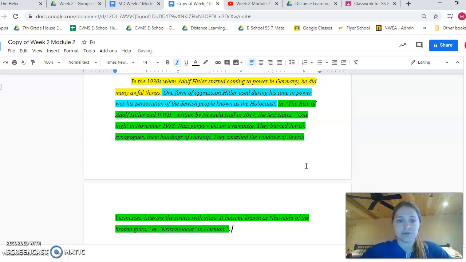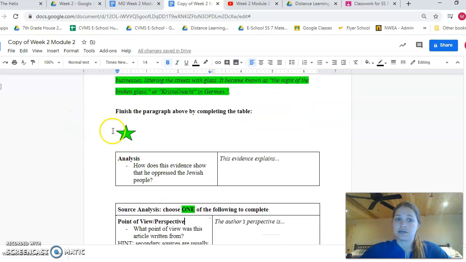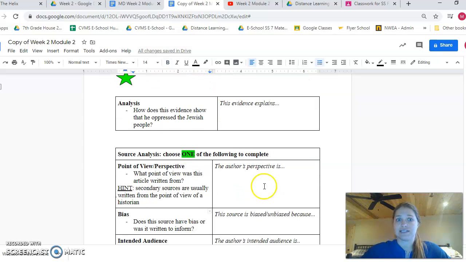All right, so now if you scroll down, you see that green star, you are going to write an analysis sentence. So this is just here to help provide some clarification, but really this is where you're going to write your analysis sentence. Then, once you are done with your analysis sentence, remember the analysis is showing how does your evidence support your claim.